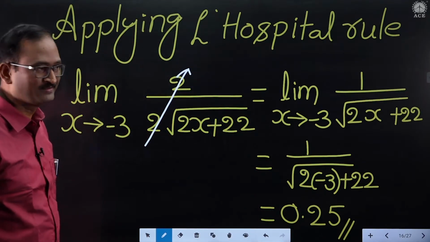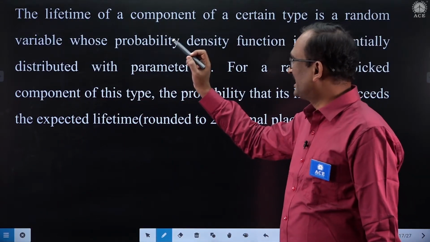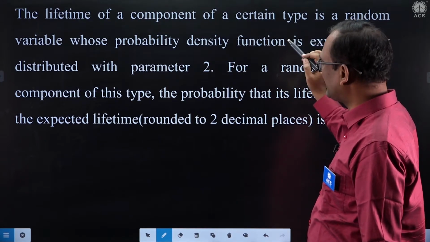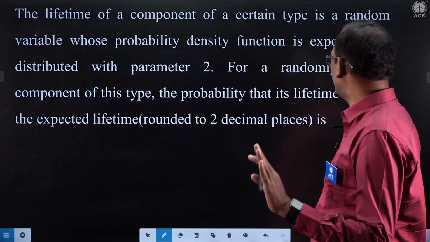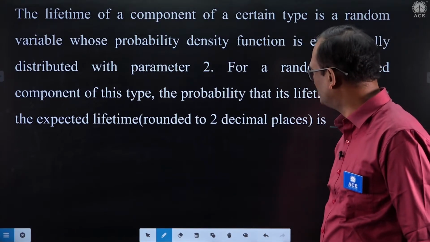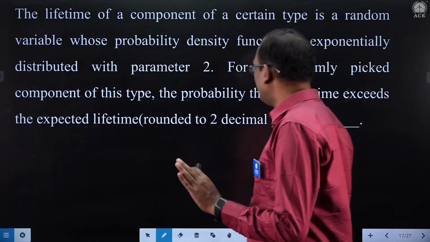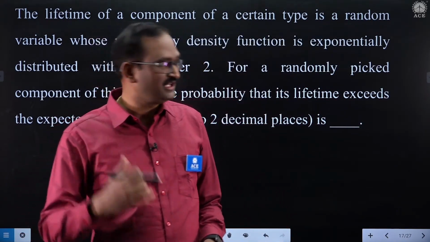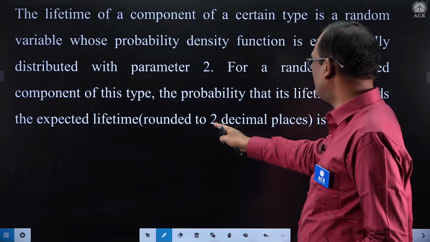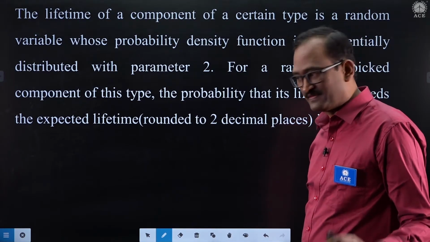Let us see the next problem. Please read the given problem. The lifetime of a component of certain type is a random variable whose probability density function is exponentially distributed with the parameter 2. For a randomly picked component of this type, find the probability that the lifetime is exceeding its expected value. Round off your answer to 2 decimal places. This is also a fill in the blank question.